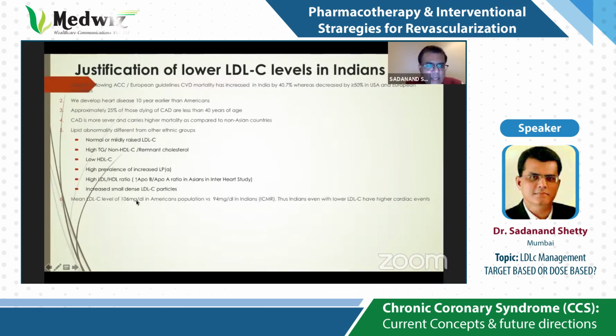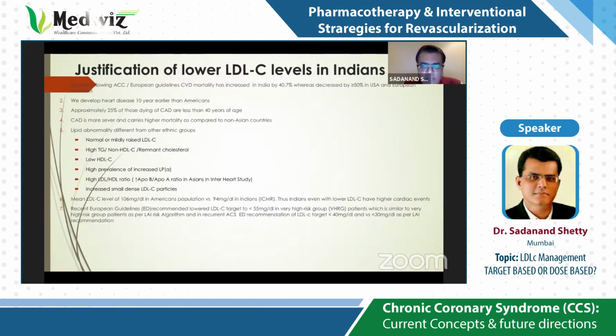Average LDL in the American population is 106 and ours is 94. So we get coronary artery disease and vascular disease at a lower LDL. Even at lower LDL there are more cardiac events, and therefore we have to redefine our indication. Recent European guidelines also recommend less than 55 for very high risk, as I showed in one of the slides, based on SCORE risk. And in extreme risk, even the European guidelines have suggested there is scope of getting to 30 milligrams or less.